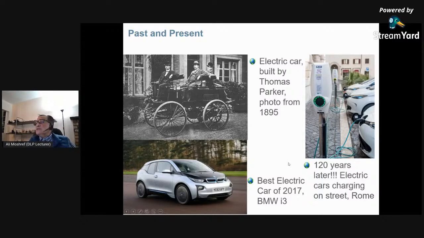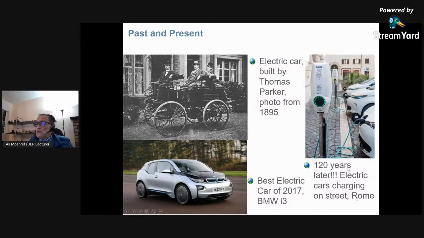So you can see that in 1895 we had electric cars. The best electric car of 2017 was the BMW i3. I'm not rich enough to own this car, but you guys are close to Germany, so you can drive and go get one. And you can also see the chargers in the street of Rome.